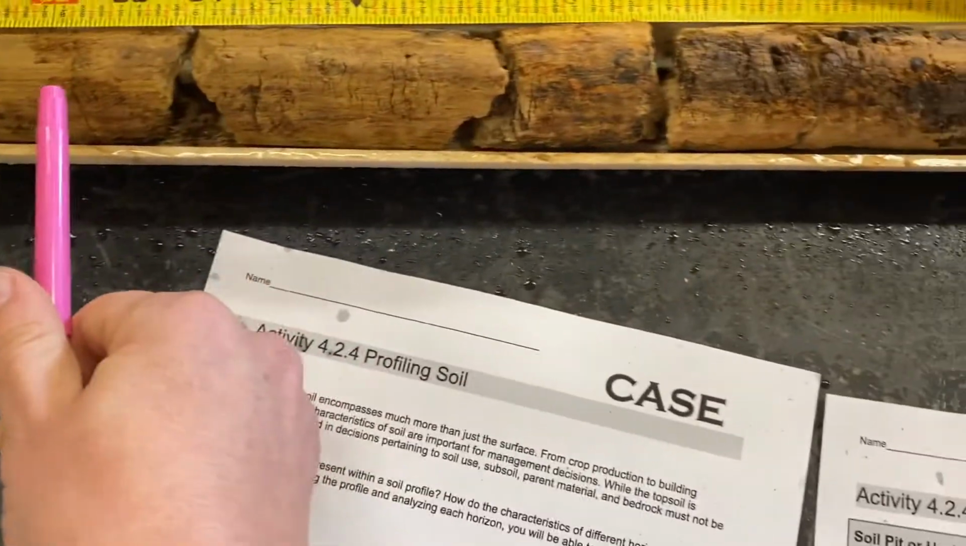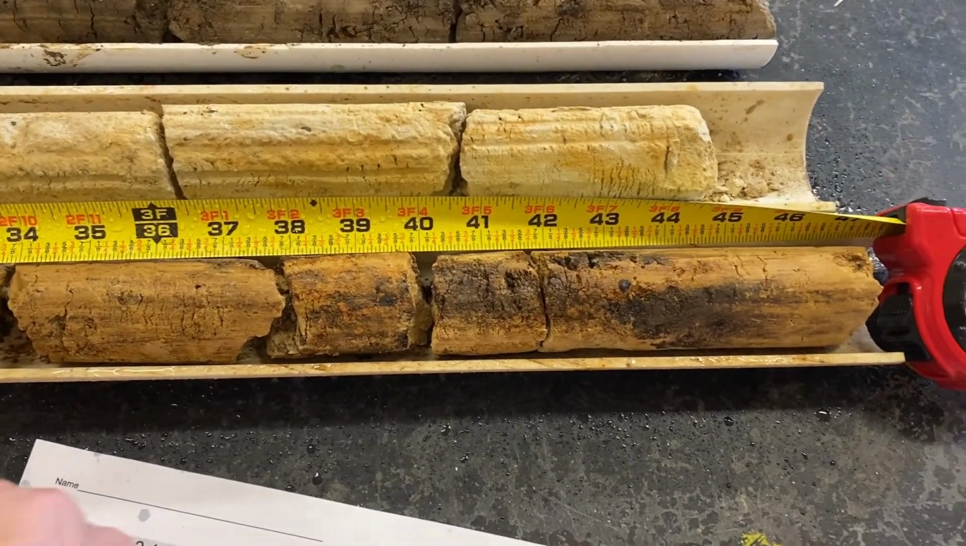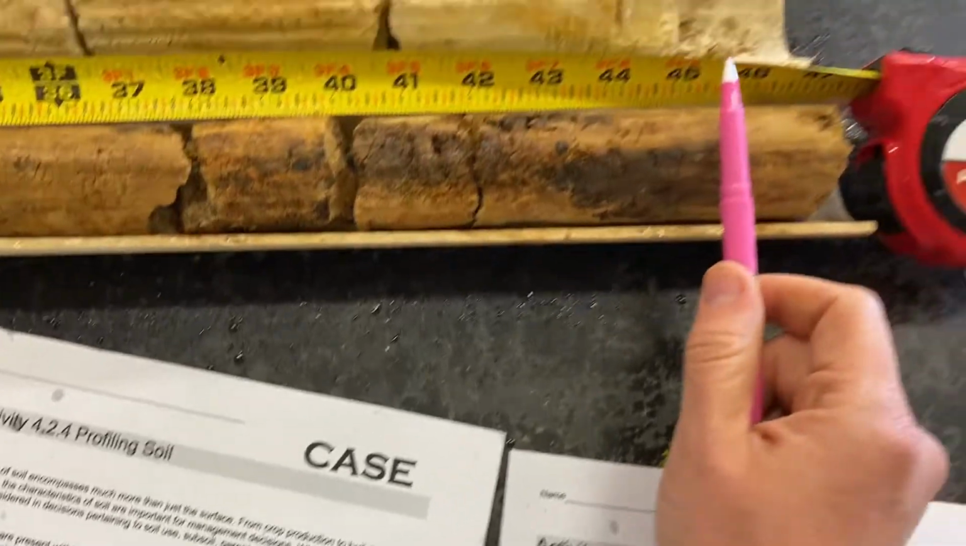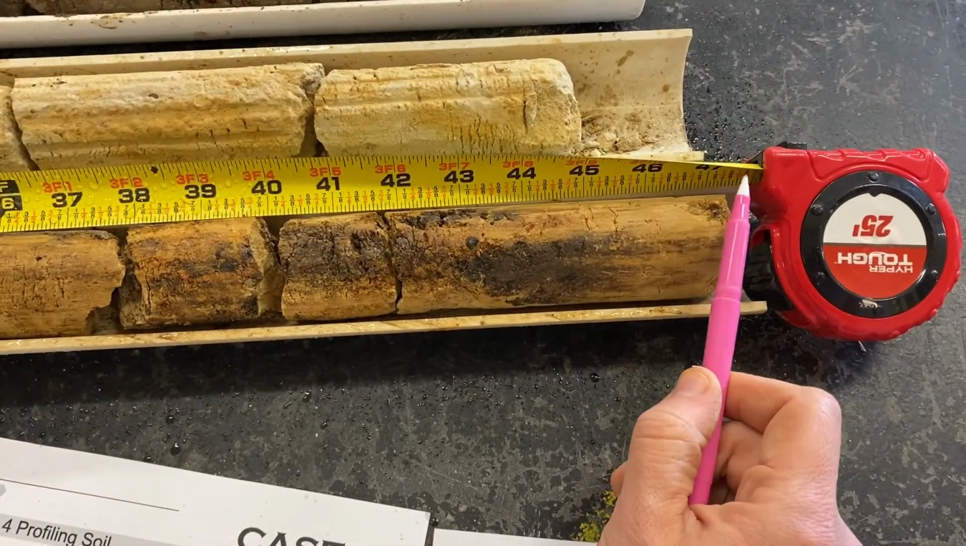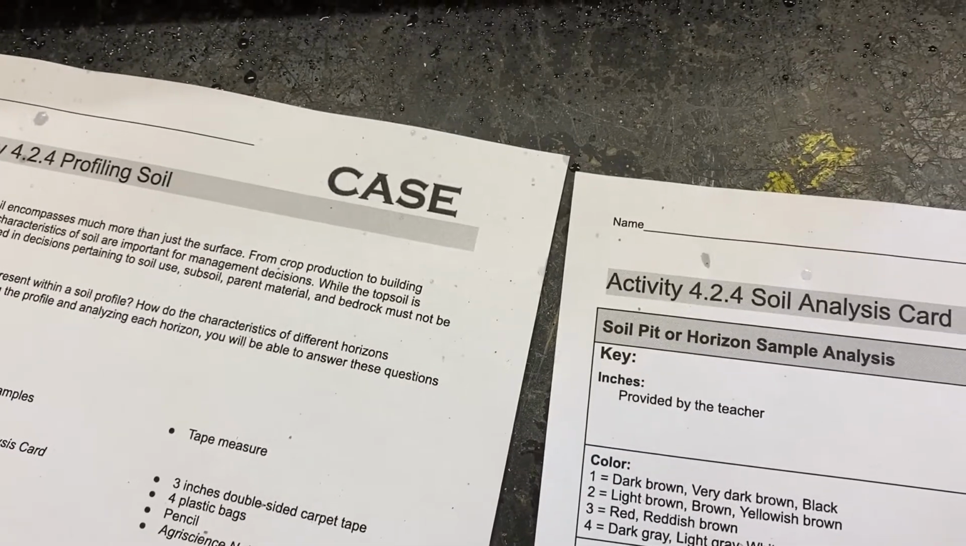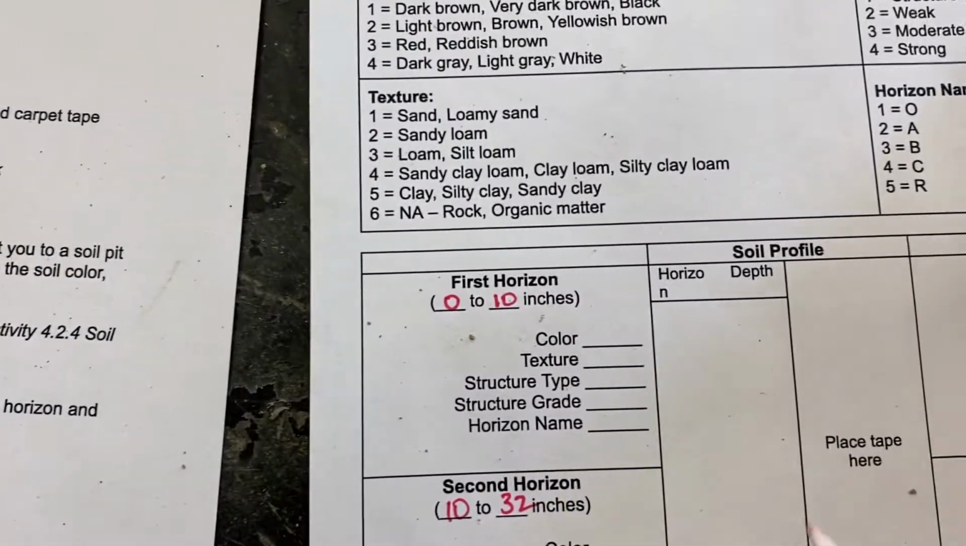And then the third horizon, we'll put from 32, and there might be a different horizon here, but we'll go ahead and put 32 to 47. We don't have enough of that last little piece here to do much with it. So now we're going to go back to this first horizon.